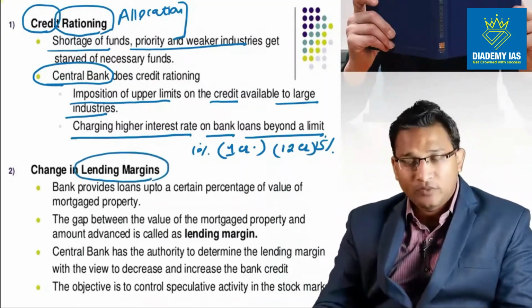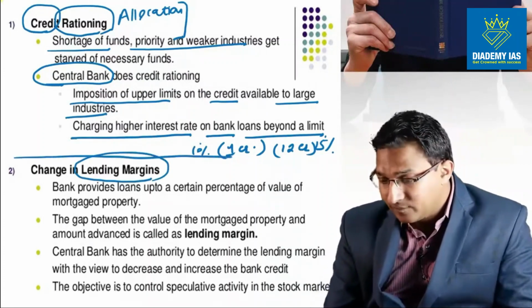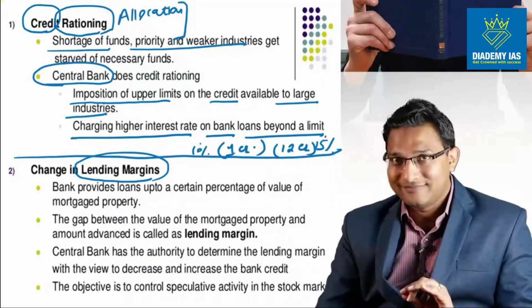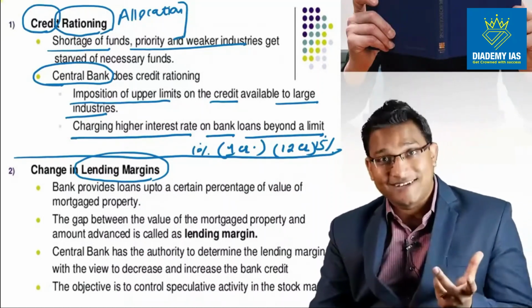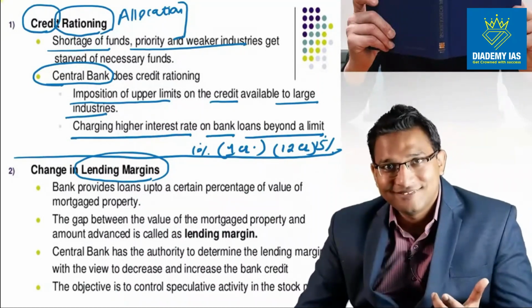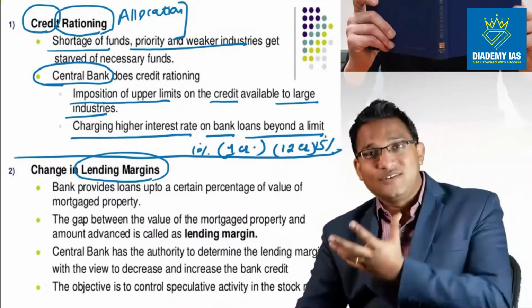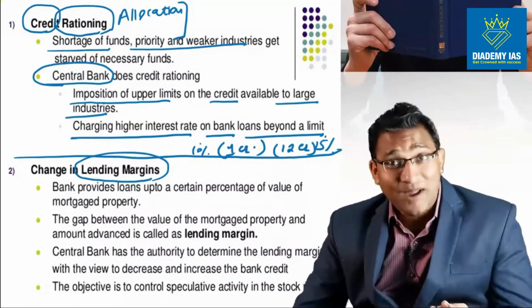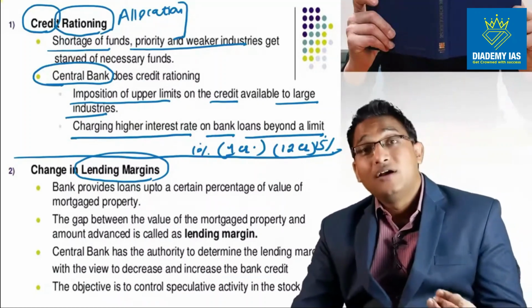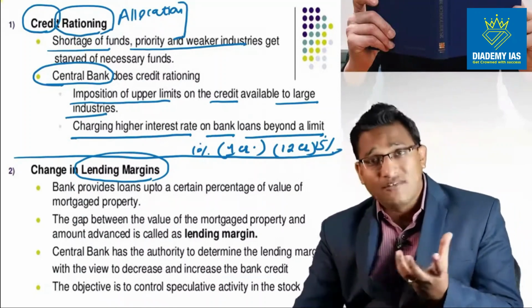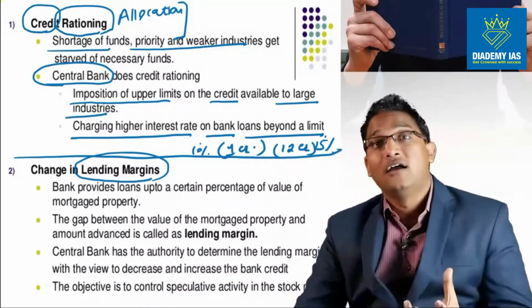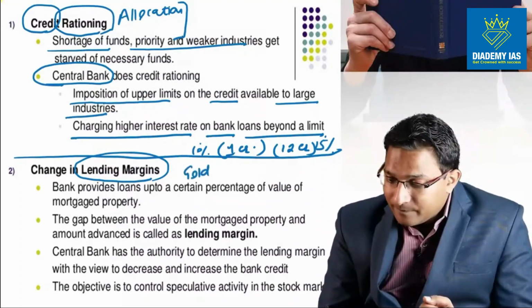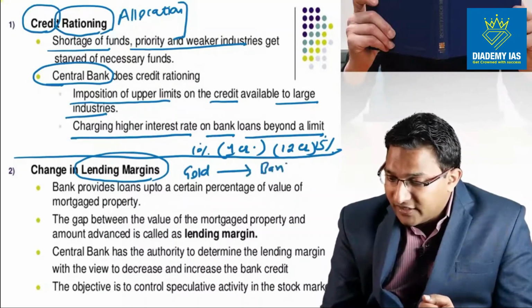So what is lending margin? Just try to understand. Suppose you go to the bank and you want some loan, right? You are a student, you don't have any source of income, and you never know when UPSC is going to clear you. My wishes are with you, but still the bank will not believe you. The bank will not give a loan easily to you. So what will you do? You have some property with you. Maybe you have some gold which you got as a gift from your parents. So you give that gold to the bank as a mortgage.